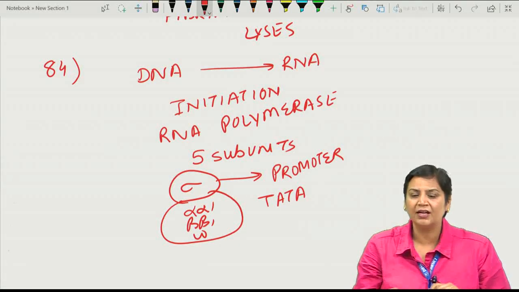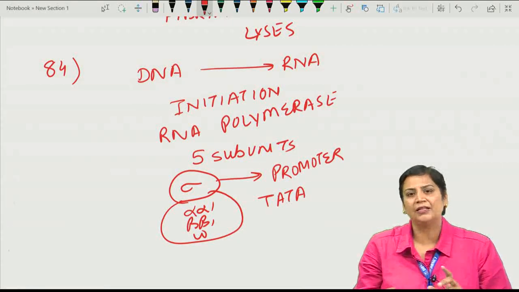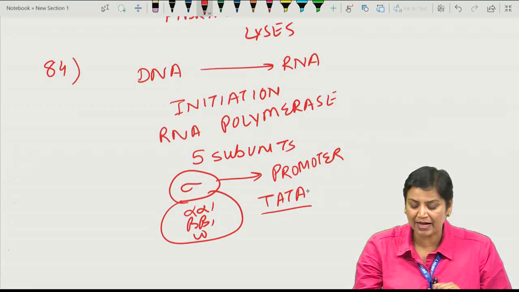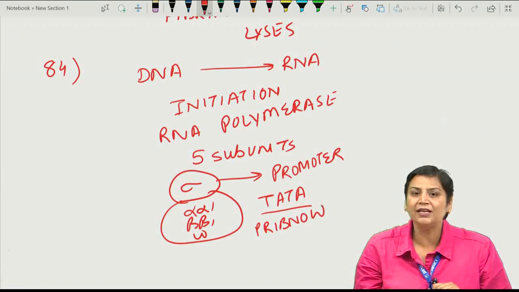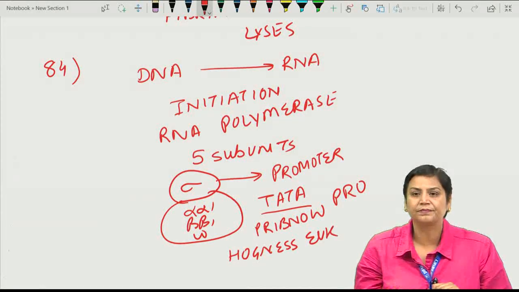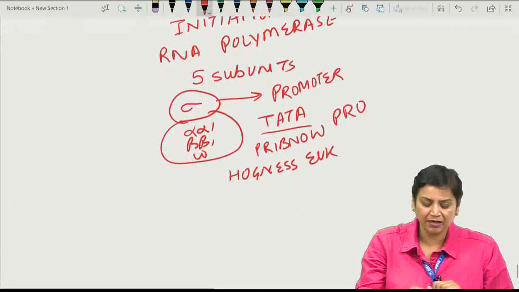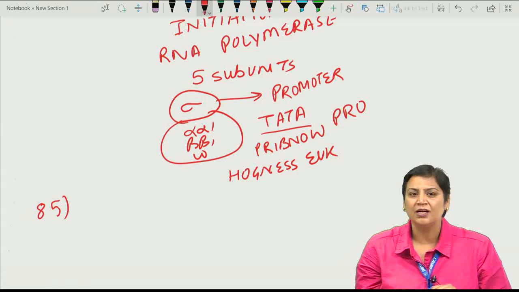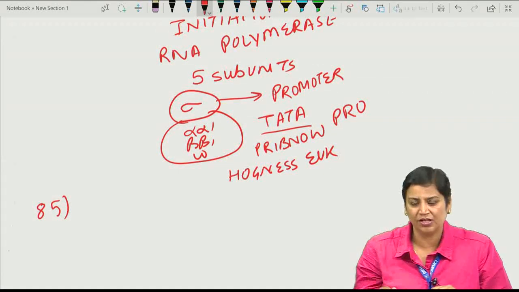Wherever the TATA box is, it is present upstream, and some of the sequences are present downstream. The TATA box is known as the Pribnow box in prokaryotes, and it is known as the Hogness box in eukaryotes. So this is nothing but a promoter sequence which is initiating the process of transcription. Then finally initiation occurs, then elongation and termination occur.